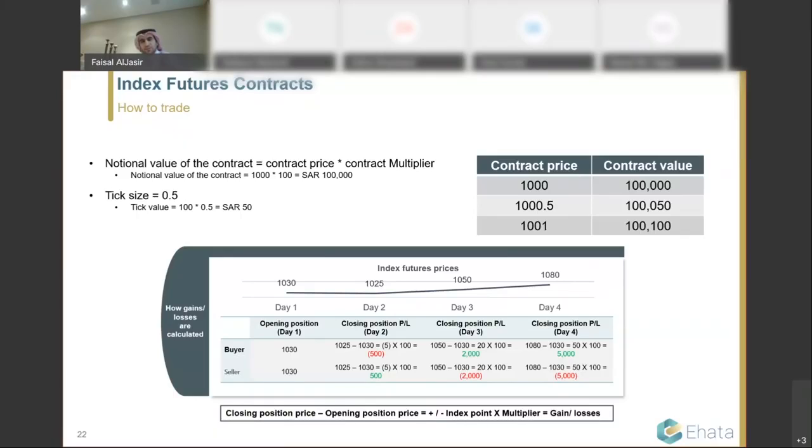What is important to remember: what's the contract price, what's the contract multiplier. Contract multiplier is an important point here, just to understand how your gains or losses are looking like.